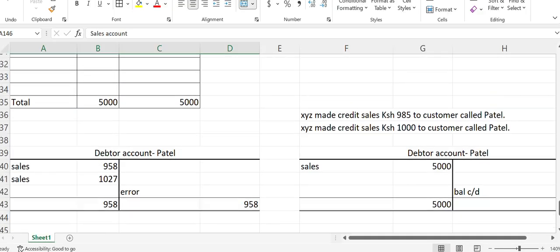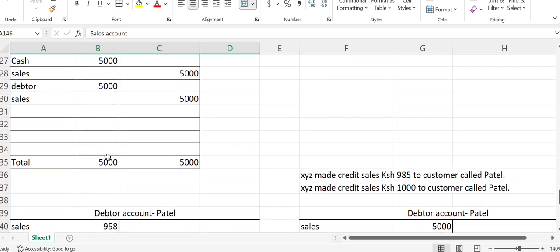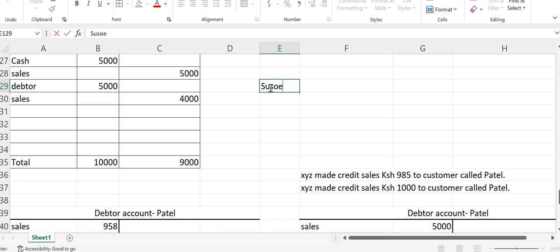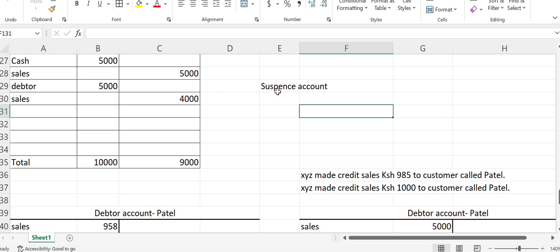So we had here our trial balance. Assuming that this one is 5,000, let's say even 10,000. And this one 9,000. So the debit side total is 10,000. The credit side total is 9,000. So the trial balance did not balance. So you are going to open a suspense account like this.